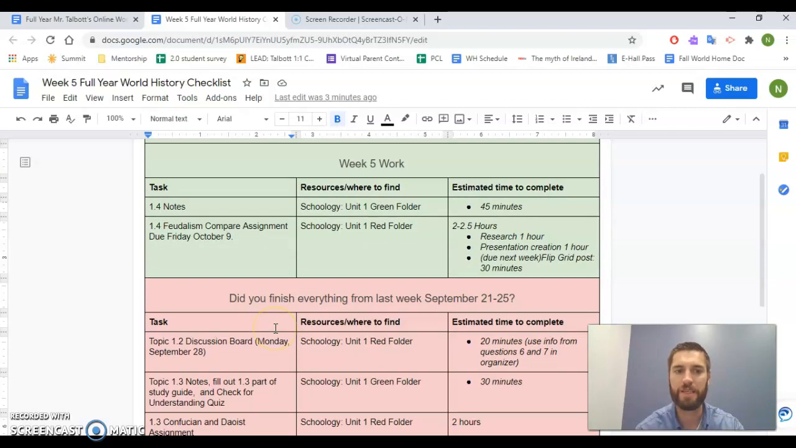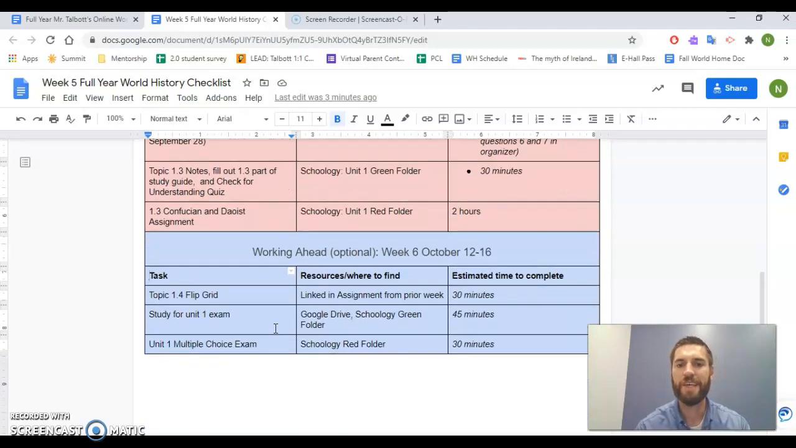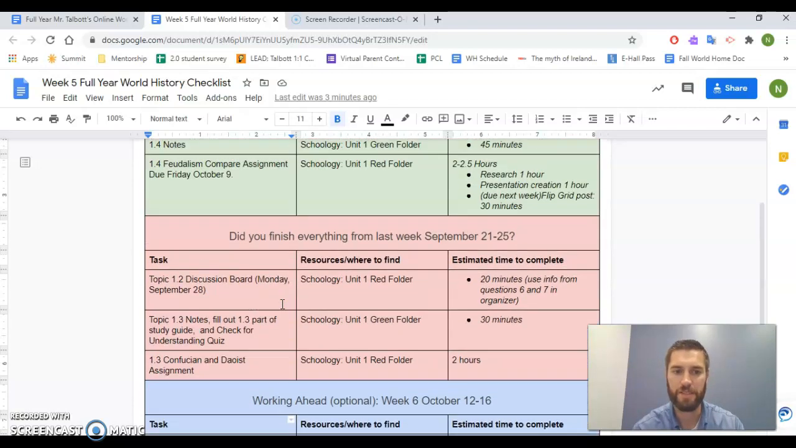This week, we're going to be getting the topic 1.4 assignment on feudalism done, and that's organized and going to be found in Schoology. If you're looking ahead, next week is mostly time to be working on the Unit 1 exam, so studying for it and taking the actual exam. So you should have a little bit more free time next week, or time to get caught up and make revisions, going into next week.